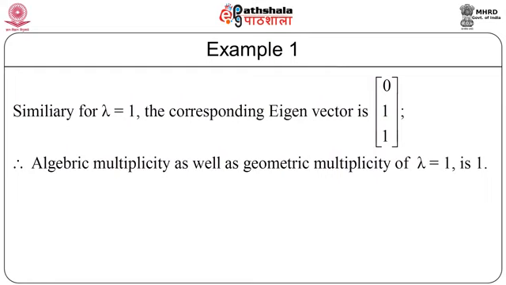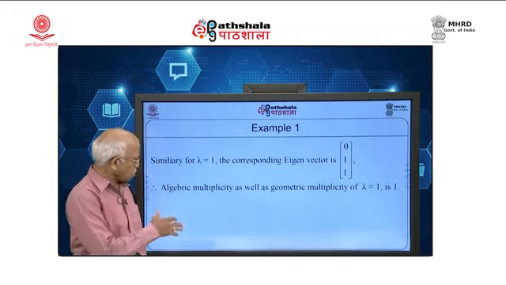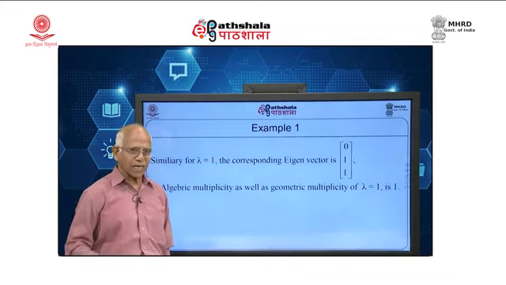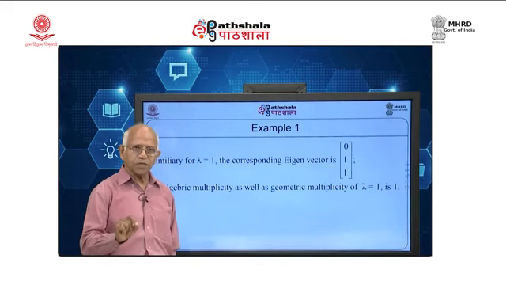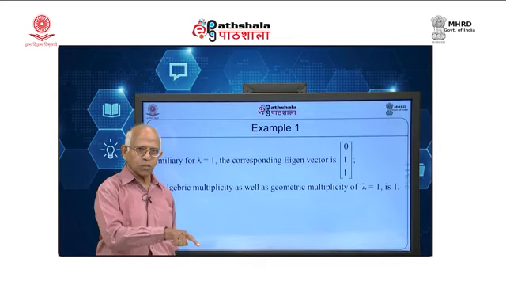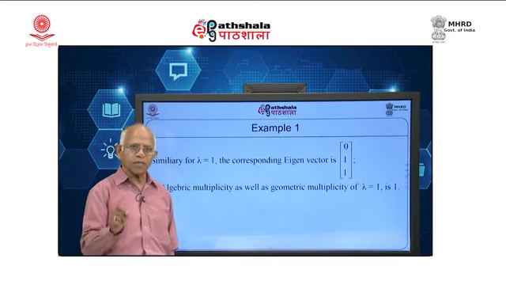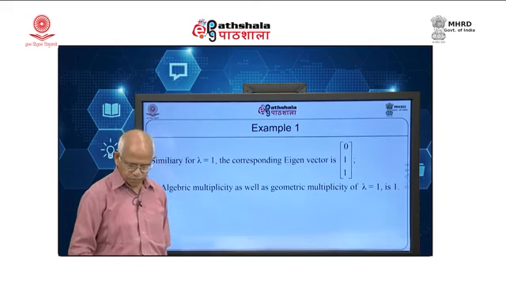So, here we have seen an example of a matrix in which the eigenvalue has algebraic multiplicity 2 and geometric multiplicity 1, and a matrix where both algebraic and geometric multiplicities are 2.